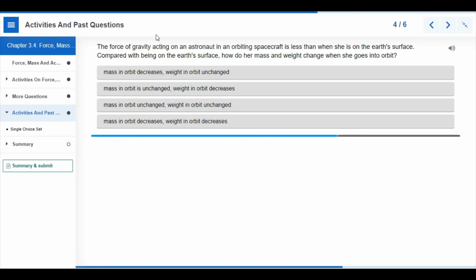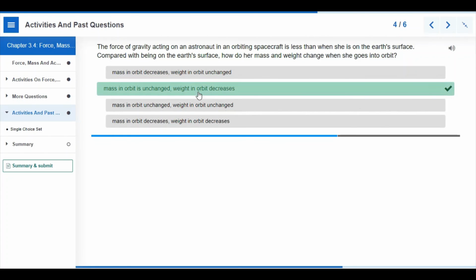Let's see. Mass in orbit is unchanged, yes. Weight in orbit is unchanged? Weight will always change. Mass in orbit decreases, no. Mass is unchanged. Weight in orbit decreases, no, because of mass, which is always what? Unchanged. That is fixed. Then weight in orbit decreases because it has left the what? The space available for it on the Earth. So let's pick it and see. That's correct.